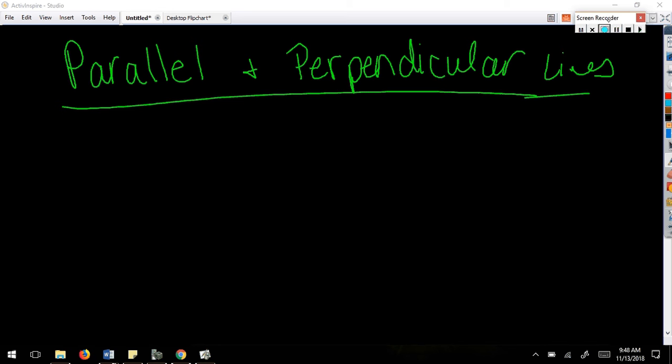Parallel and perpendicular lines. Tell me what you know about parallel and perpendicular lines. Do you know anything?